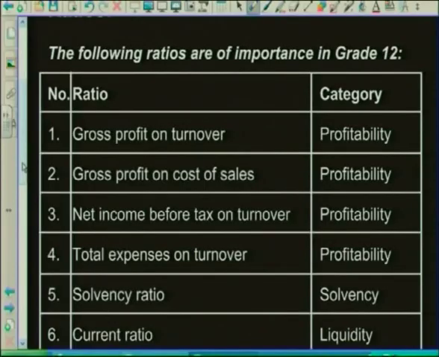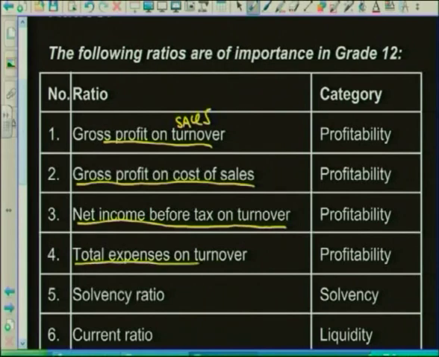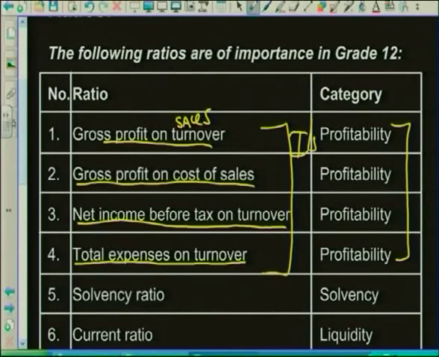Right, let's now look specifically at the different types of ratios, and let's place them into these categories that I've spoken about earlier on. Our first four ratios: gross profit on turnover, gross profit on cost of sales, net profit before tax on turnover. And remember, whenever we talk about turnover, we are talking about sales. Total expenses on turnover. All four ratios fall under profitability. And remember, I mentioned earlier on, when we do the actual calculation on profitability ratios, we're going to refer to your income statement.